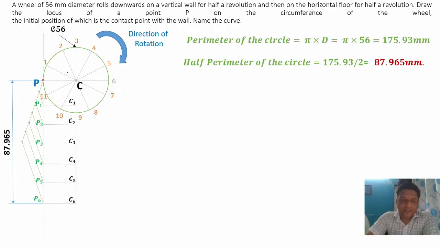So every angle present here is equal to 30 degree. Then draw a vertical line passing through this point P equal to half of the revolution, that is half of the perimeter, 88 mm. Now divide this line into 6 parts and then project these 6 parts on the center line. So we got this C1, C2, C3, C4, C5, C6.